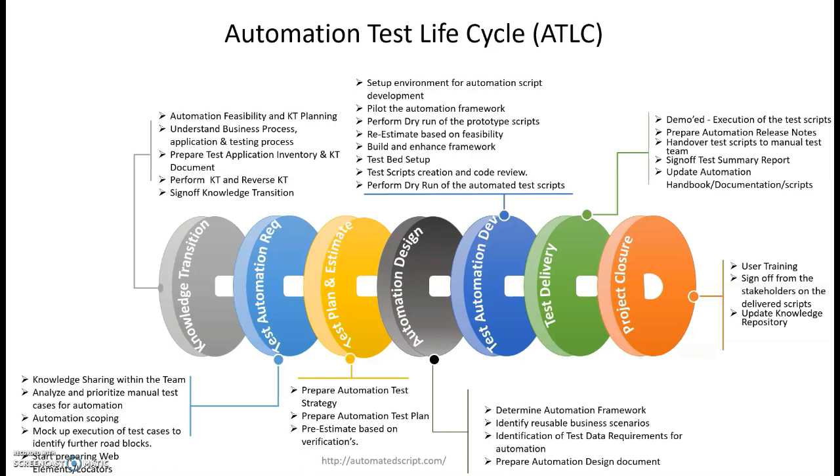The various phases of ATLC are knowledge transition, test automation requirement, automation test plan and automation estimates, automation test design phases, test automation development, test delivery or sign off, and project closure.